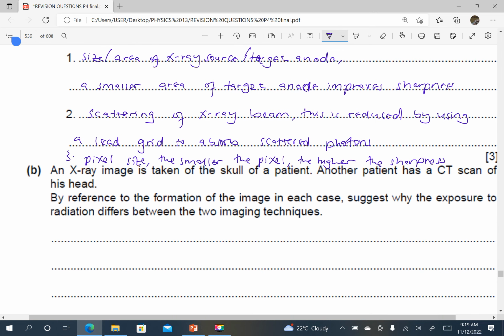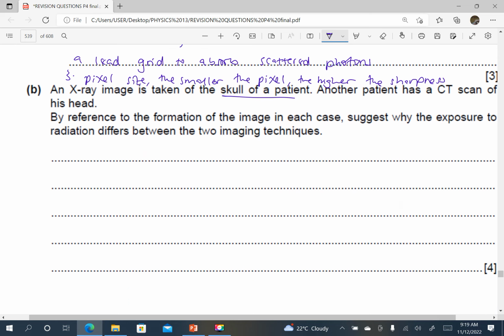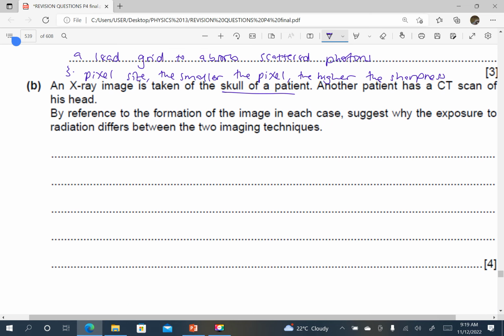An X-ray image is taken of the skull of a patient. Another patient has a CT scan of his head. By reference to the formation of the image in each case, suggest why the exposure to radiation differs between the two imaging techniques. Of course, the X-ray image involves a single exposure.